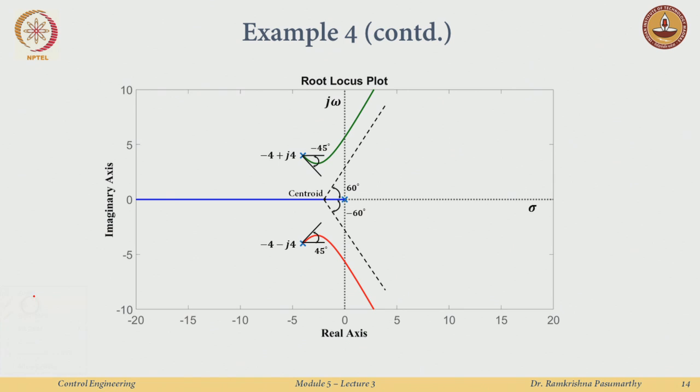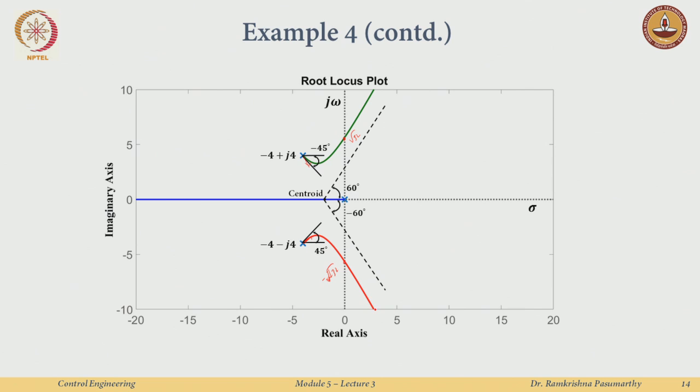So, the angle of departure was minus 45. So, it will initially tend to move this way and this is square root of 32 on the j axis and then it will just asymptote this way. Similarly, this guy has angle of departure of plus 45. So, it will move this direction and it will cross the imaginary axis at minus square root of 32 and I will just do this one, right.